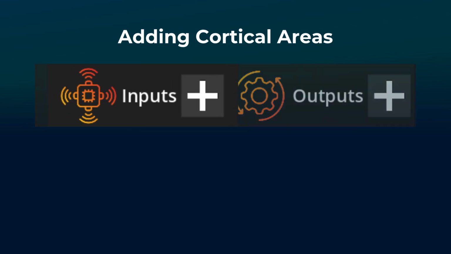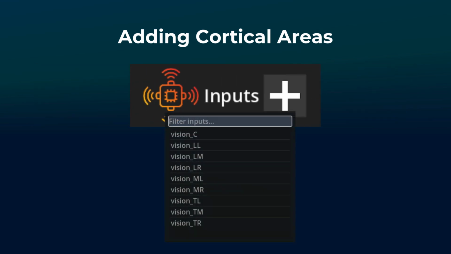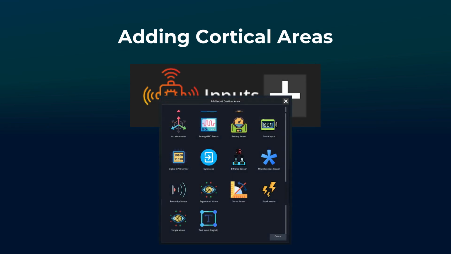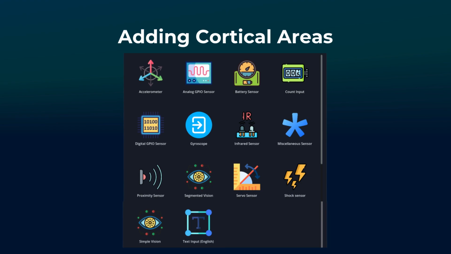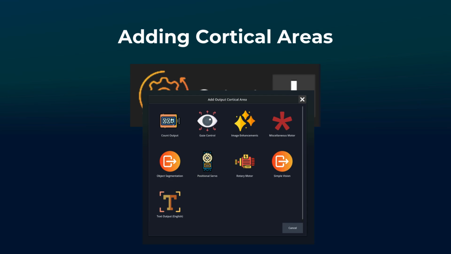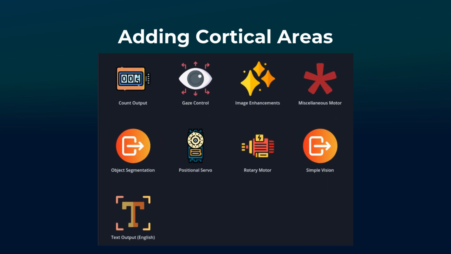For example, you can click on the inputs to view the list of all existing input cortical areas in your brain. Each component has a plus icon, which by clicking on, you can add that type of component to your circuit. For example, clicking on the plus icon to the right of the outputs will open a dialog that lists all output area options, allowing you to select and add one to your circuit.